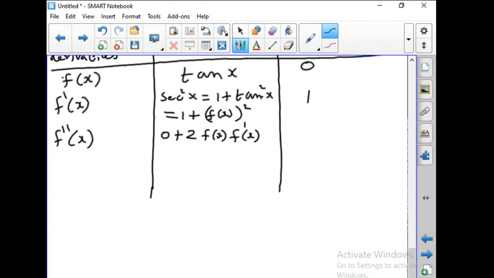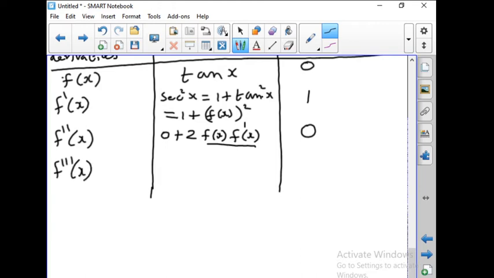Now put 0 for x: f(0), we have already seen, is 0. Okay, this is f(0). So this becomes 0. Then we will find f'''(x).